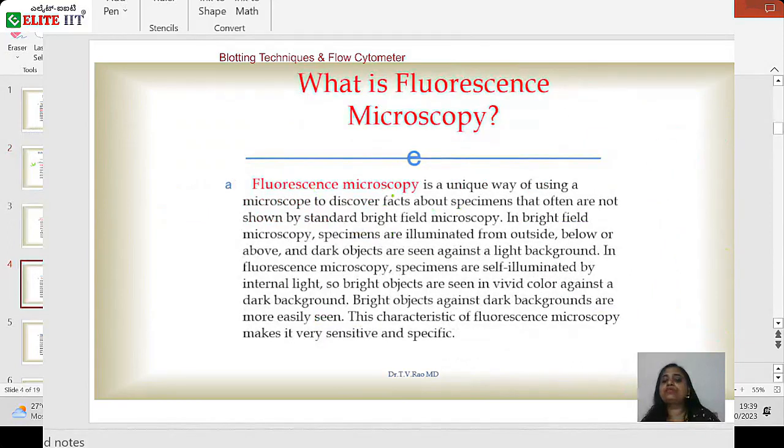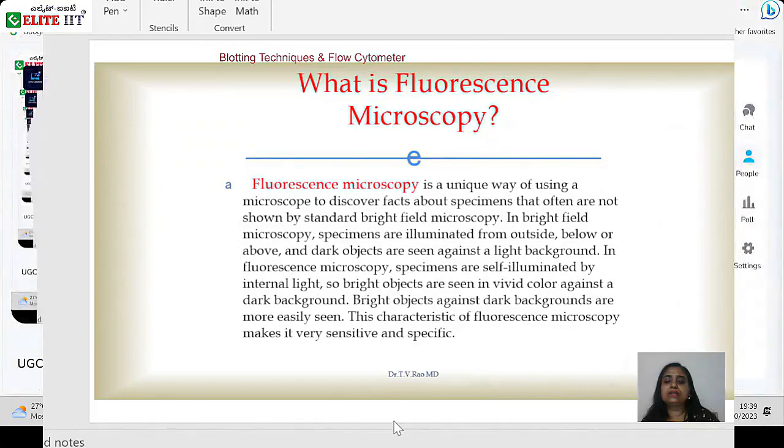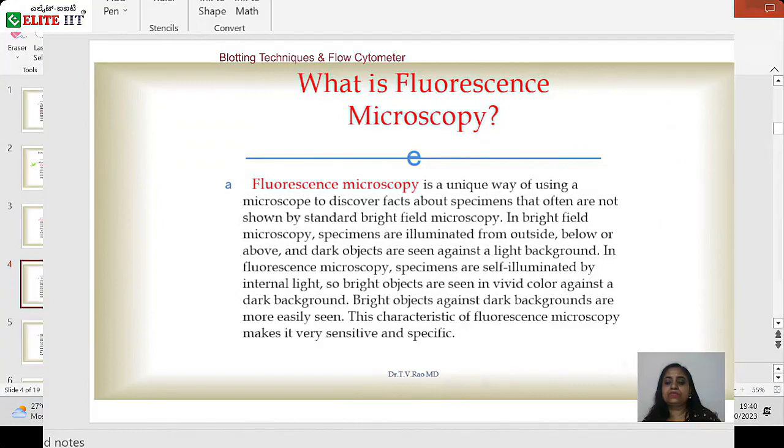See, fluorescence microscopy is a... Ma'am, I think it will be better if we do the conventional microscopy first because I don't know much about that microscopy. Okay.